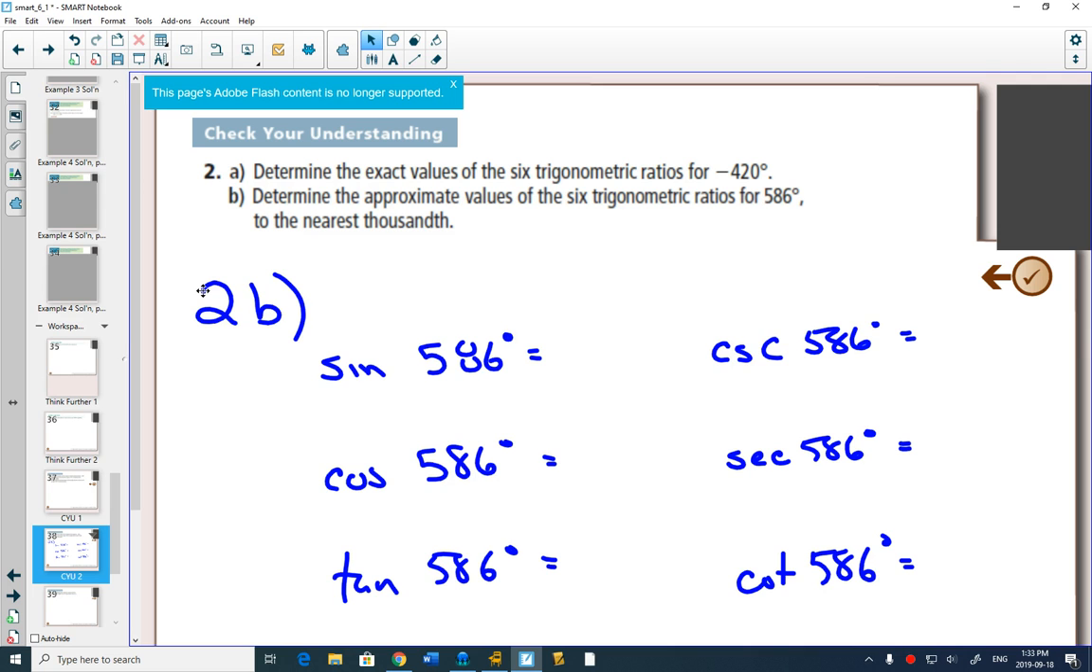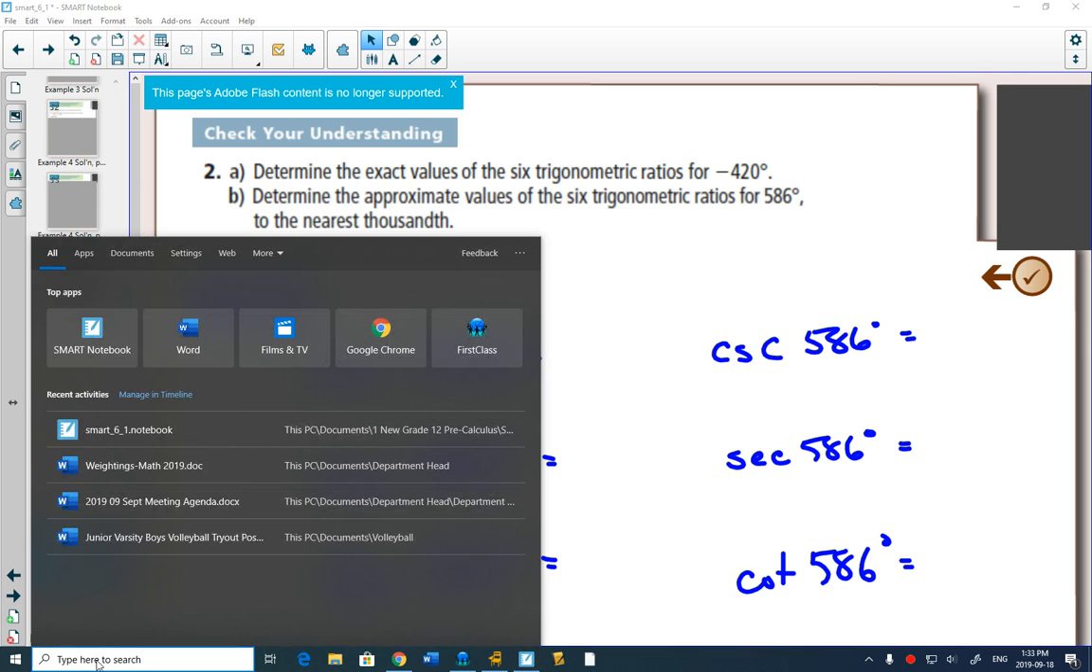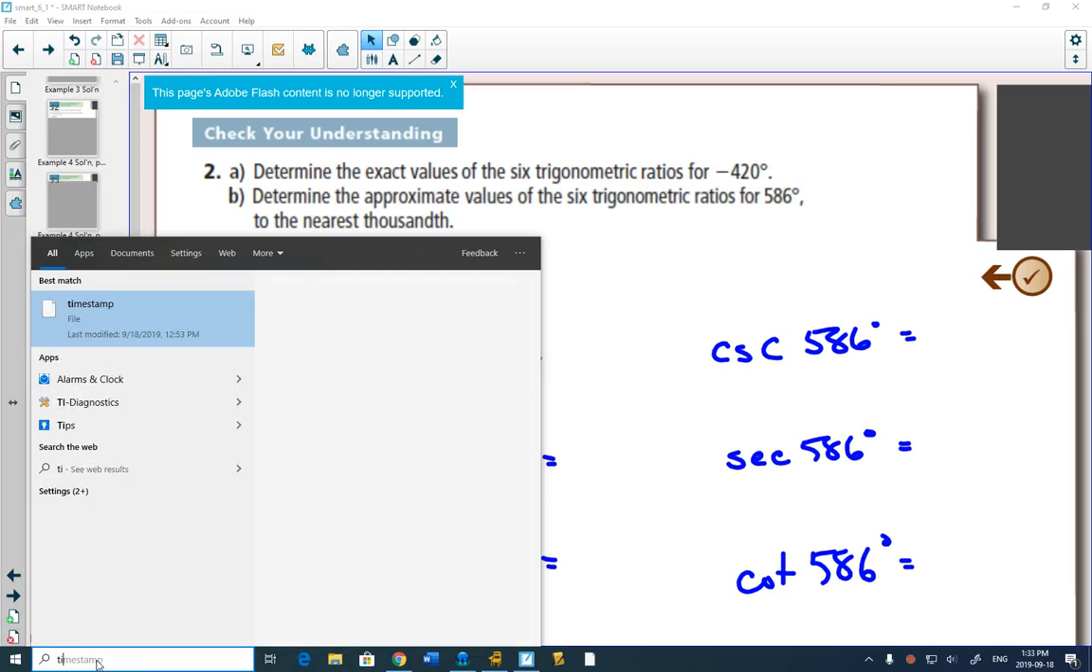So if your calculator has different modes, the first thing you're going to want to make sure is that you have your mode set in degrees.